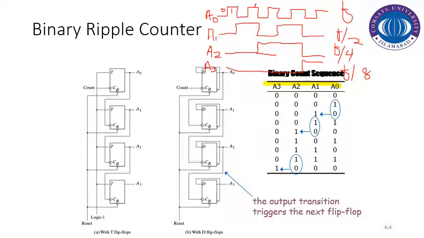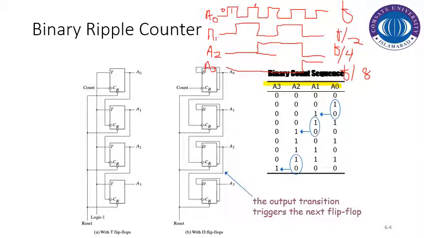As far as the ripple counters are concerned, the output of one flip-flop is used as a clock source for the next flip-flop. So we can see from this particular sequence as well, for the A0, whenever it is converting from 1 to 0, if you see this first pattern here, because if you see the diagram, A0 is connected to the clock source of the next flip-flop on both the diagrams. Either it is constructed with T flip-flop or it is constructed with D flip-flop.